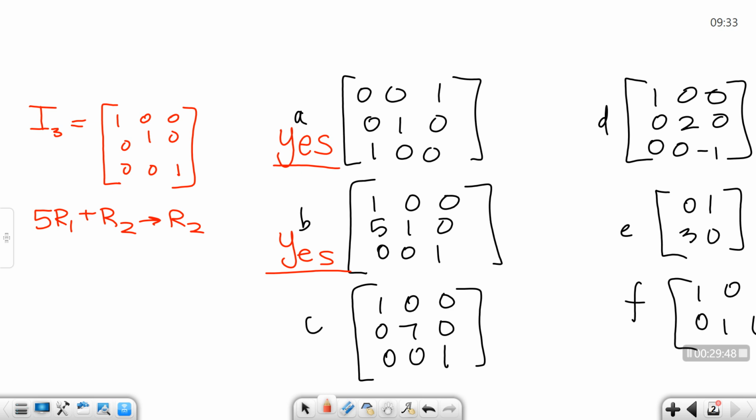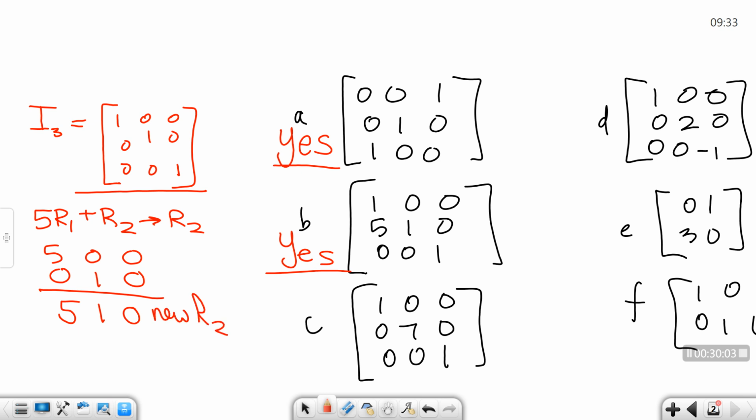So I got from this matrix right here, I3, to B by saying 5 times row 1, adding that to row 2, and this was my new row 2. Everything else is exactly alike. Row 1 is great. Row 3 is great. That is my new row 2. And I got it by this one little operation right here. Any question with that one?